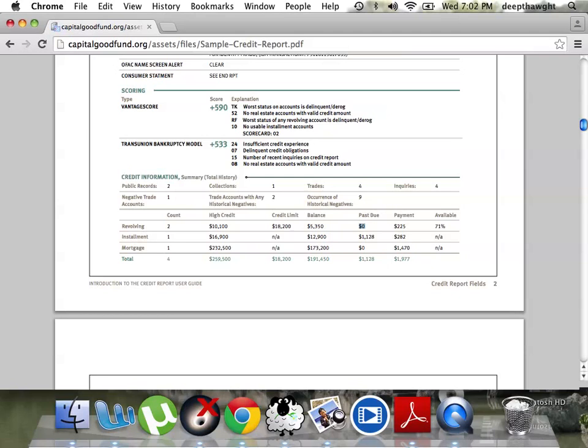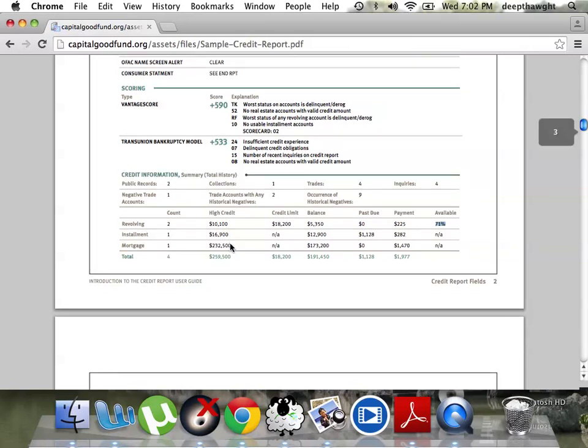But on this $5,350 balance, they make a payment of $225 a month. Therefore, they have 71% of the credit available. So what that means is, out of that $18,000, there's only been a usage of $5,350. So you have a good amount of credit that you could use. Of course, it's not recommended to use that credit.